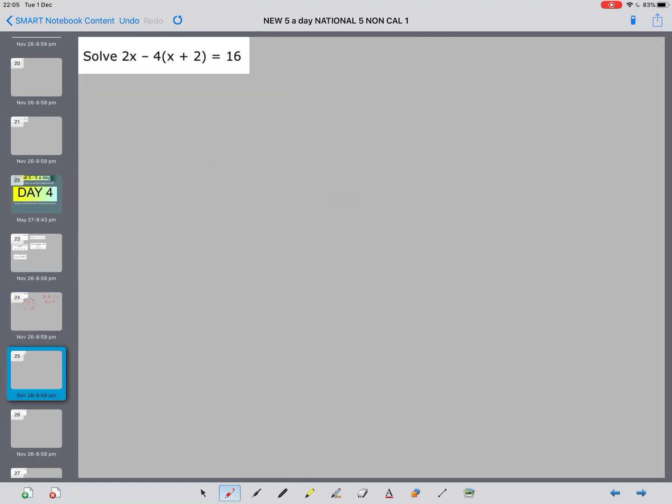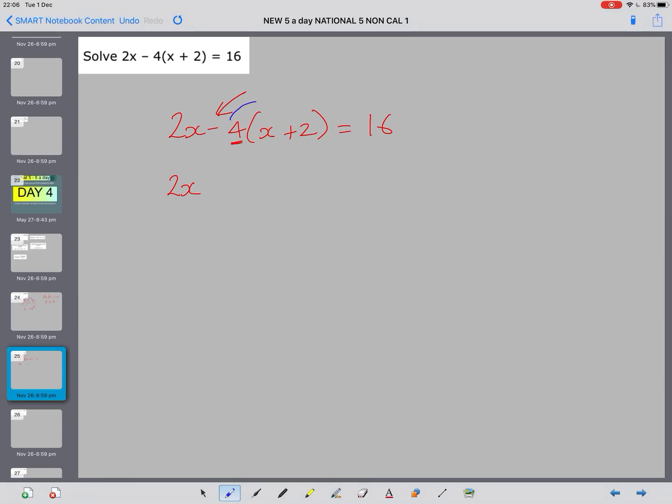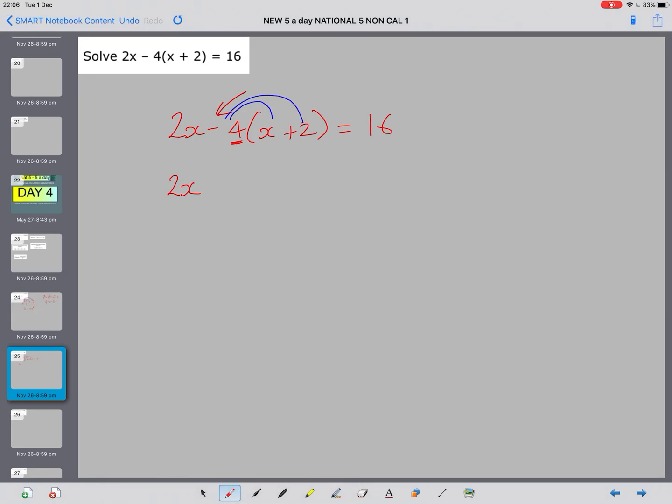Okay, next slide. Right, you're going to solve this equation here. First thing you need to do is multiply out that bracket. Remember that negative that I'm pointing to there belongs to that 4. Okay, so the 2x remains there, and you're multiplying that -4 by the x and the -4 by the 2. So -4 multiplied by x is -4x, -4 multiplied by 2 is -8, and equals 16.